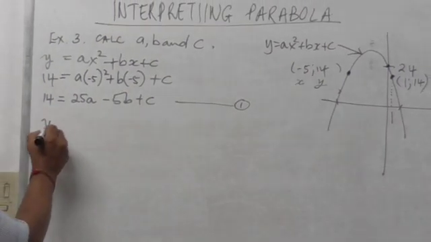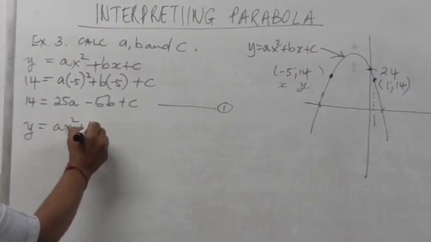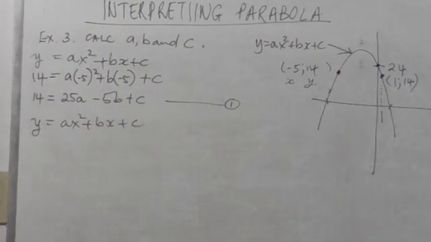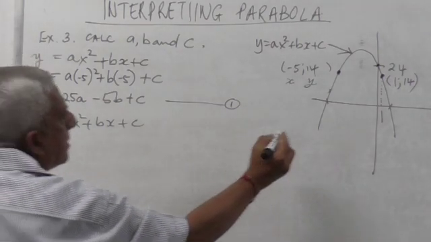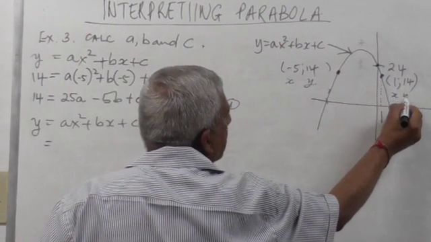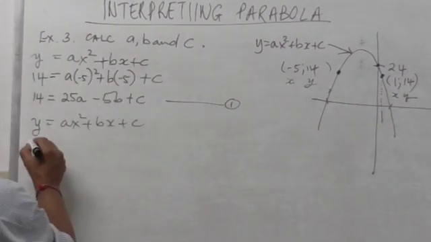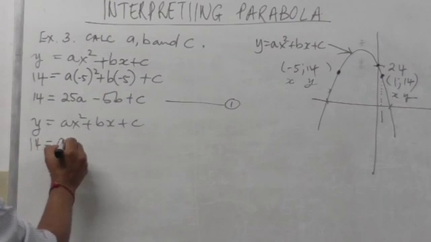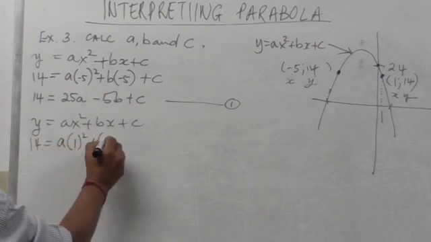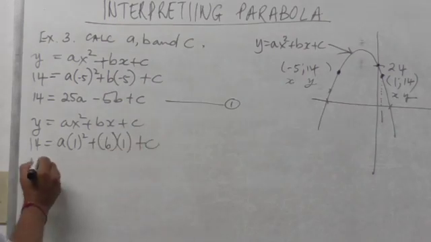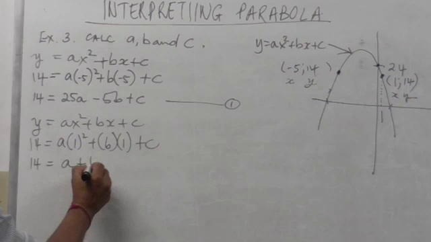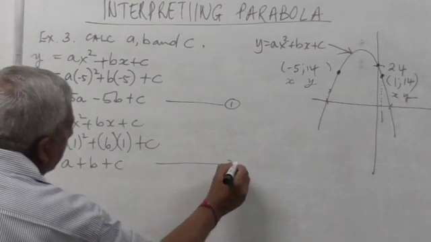Then you will start again. You'll say y is equal to ax squared plus bx plus c. And this time you're using, say, this one. That's your x and that's your y. So y is 14 again, and a into 1 squared plus b into 1 plus c. That will give you 14 is equal to a plus b plus c. That gives you equation 2.